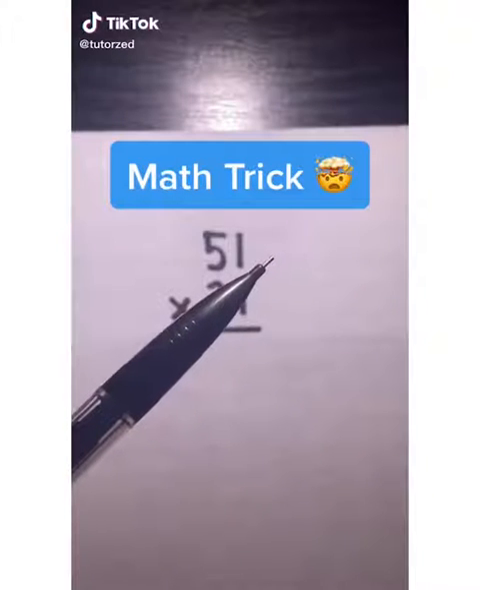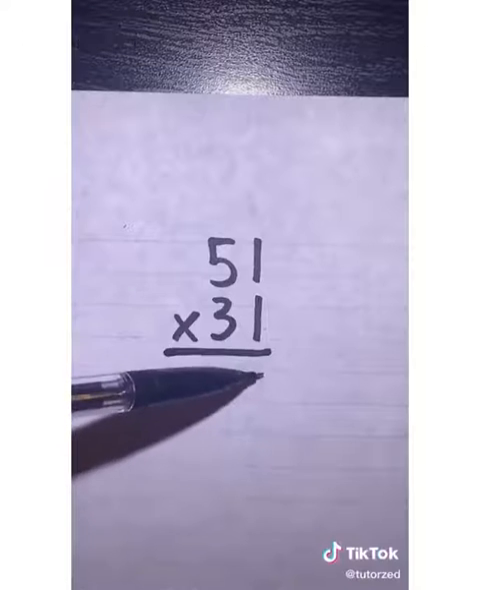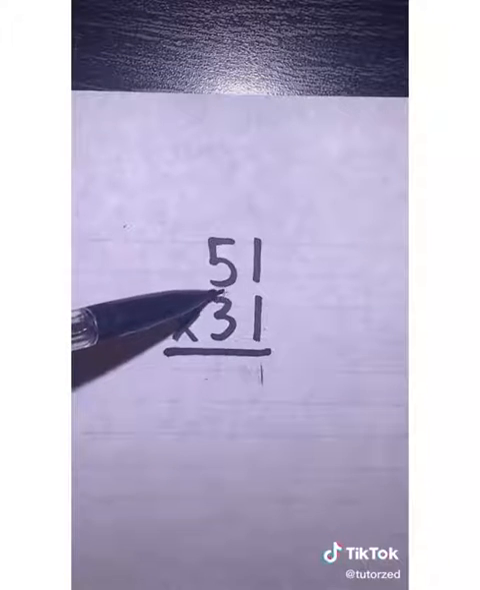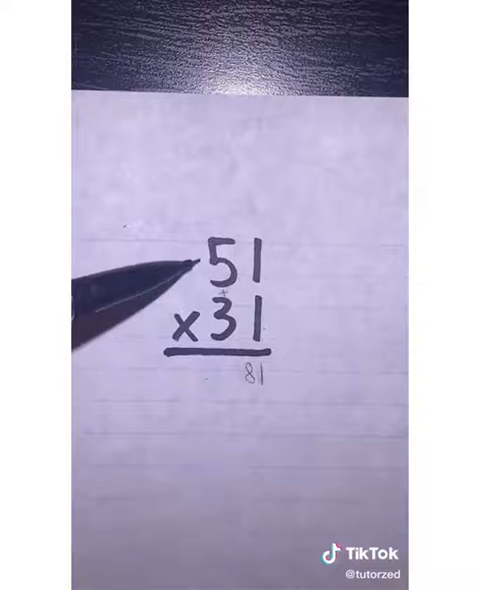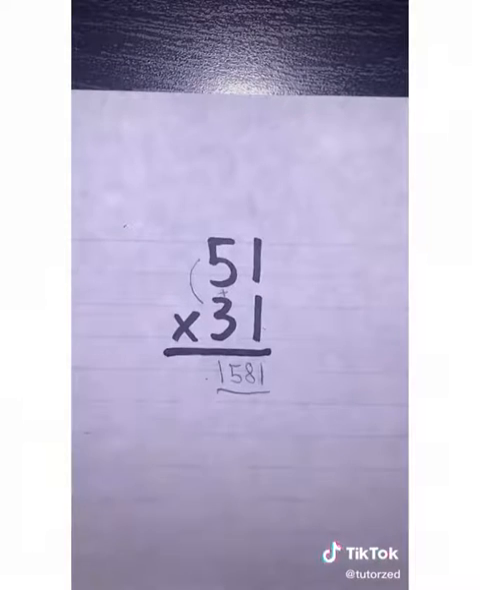This math trick makes multiplication so much easier. Alright, so if we're multiplying two numbers ending in 1, all we have to do is put 1 at the end, add the first two digits together, and put that in front of the 1, and then multiply them and put them in front of that. We get 15, and our answer is 1,581.